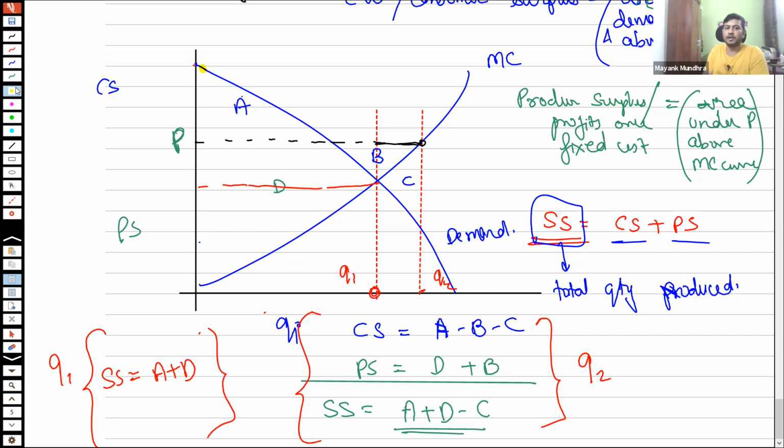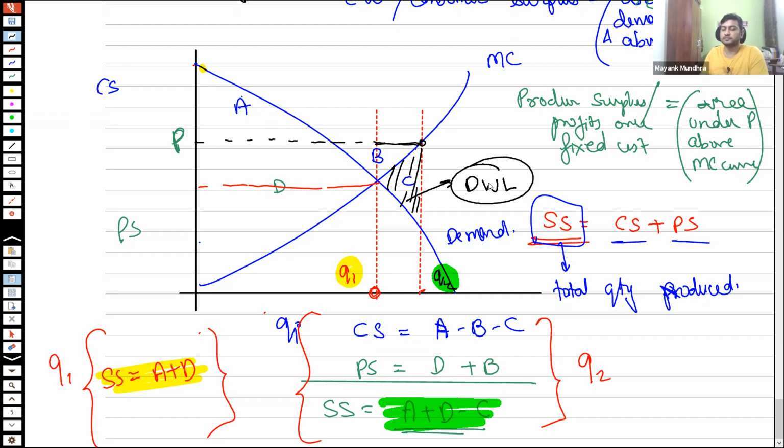So if you compare Q1 with Q2, as you increase the quantity, this is the reduction in social welfare. This is what you call the deadweight loss, the reduction in social welfare from the ideal position. The ideal position is this. At the ideal position, the marginal cost and the demand curves intersect. So this Q1 is nothing but the quantity produced in a competitive market.